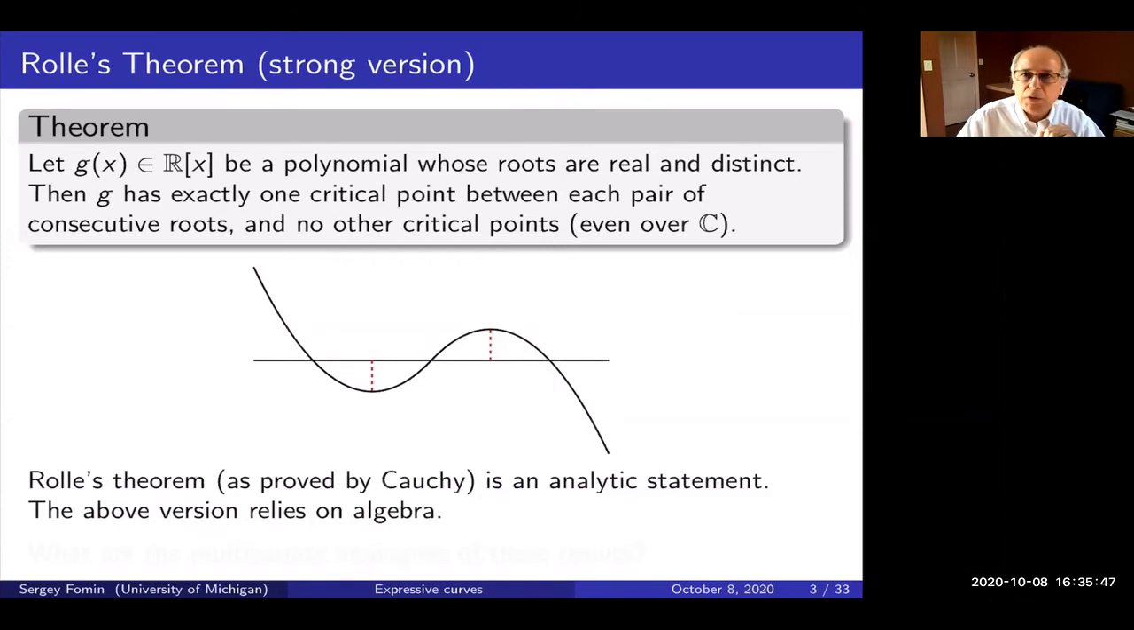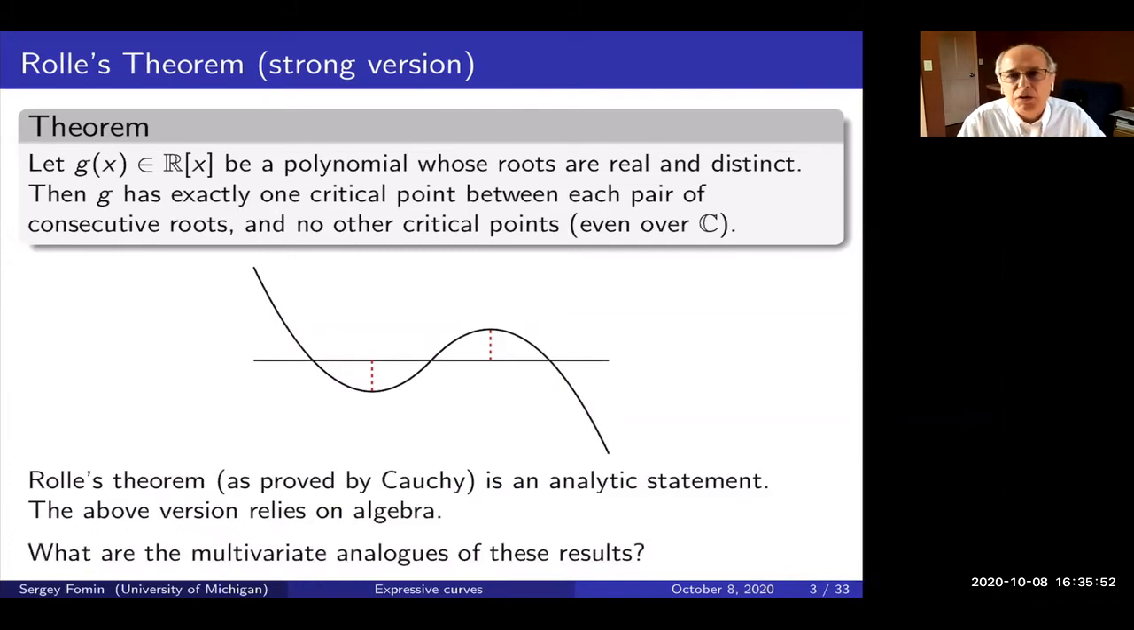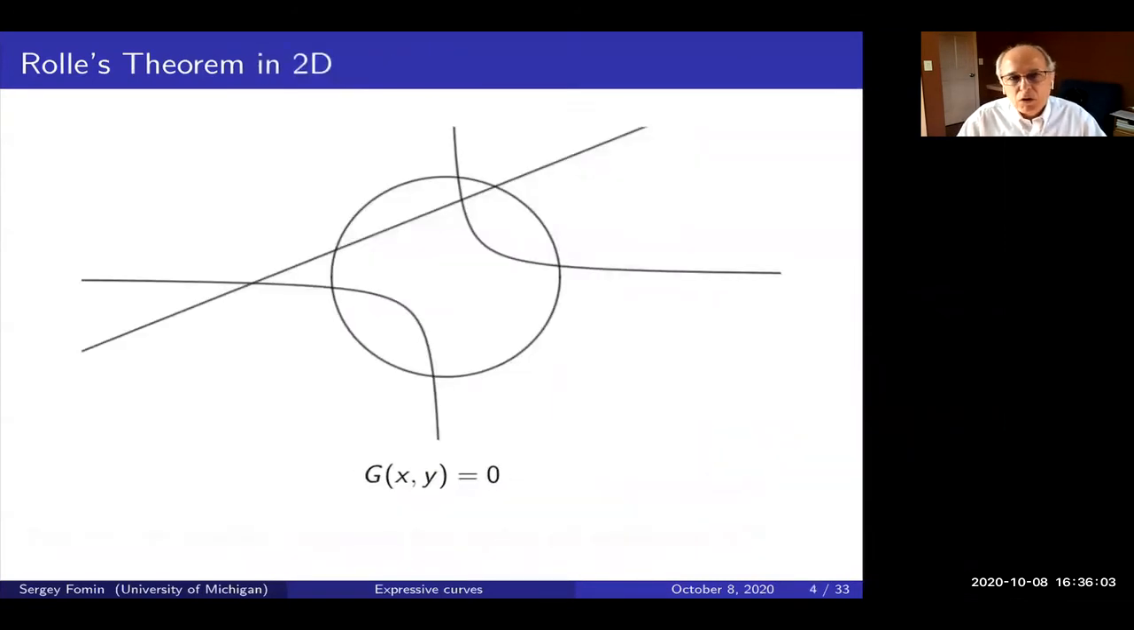So the question that I'm going to ask then is, what are the multivariate analogs of these results? In particular, bivariate, when you have polynomials or functions in two variables. So let's start with the Cauchy-Rolle theorem. We're looking at a curve given by an equation like this. Let's assume it's a nodal curve, so there are no complicated singularities. All the intersections are just transversal crossings.